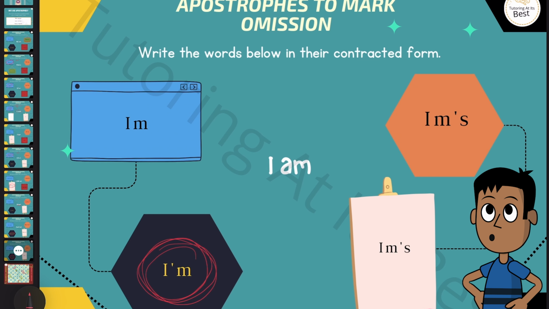Marvelous work. And there you have it, folks. That brings us to the end of our video. Now, apostrophes to mark omission might be small, but they wield significant power when it comes to adding flair to our language. So from abbreviating words to adding a touch of informality, these little marks play a big role in how we communicate. So next time you're writing or speaking, keep these apostrophe rules in mind to make your words pop.